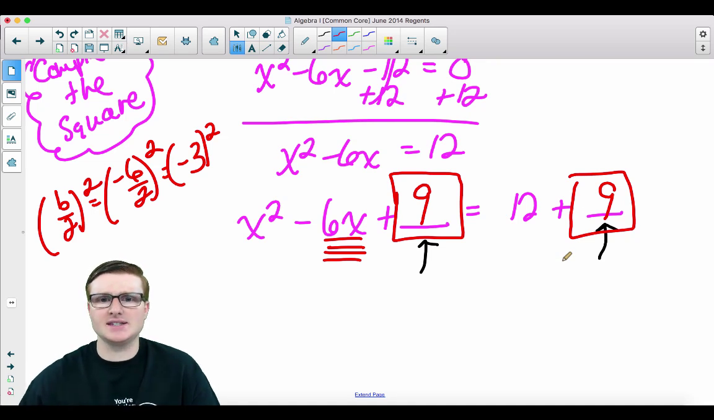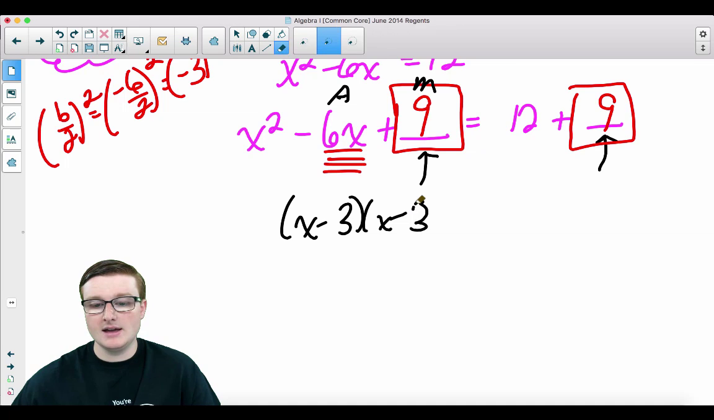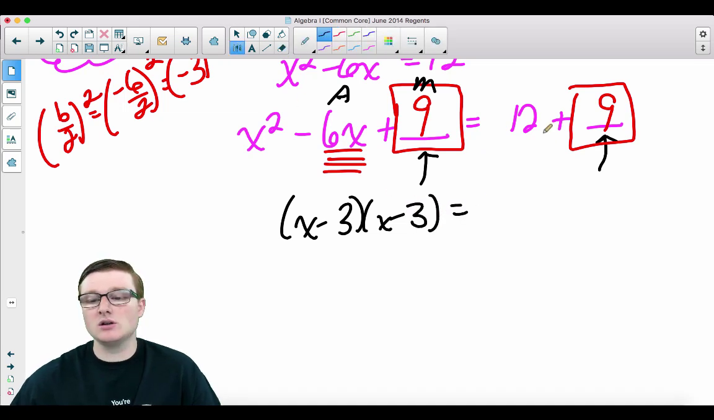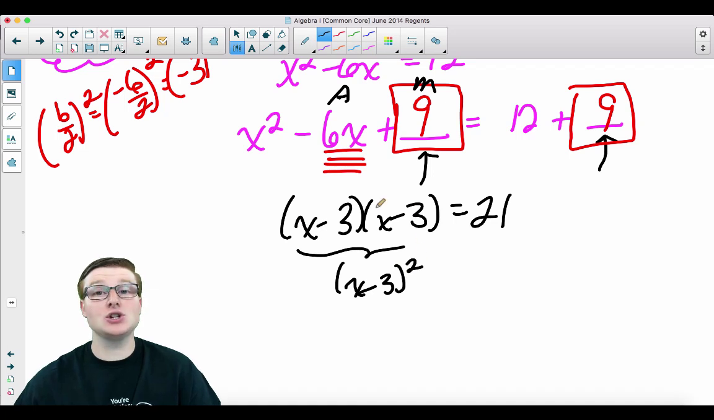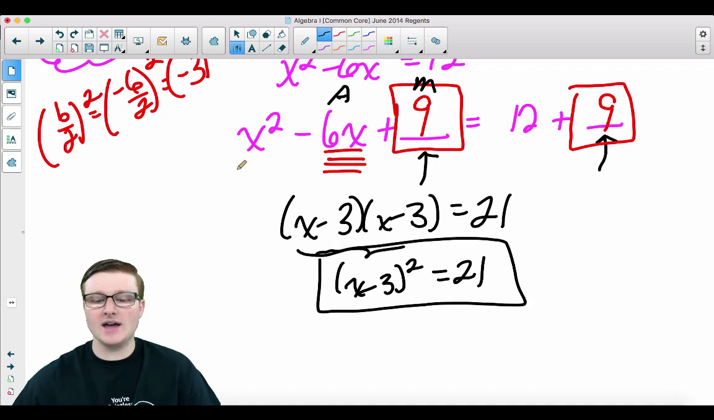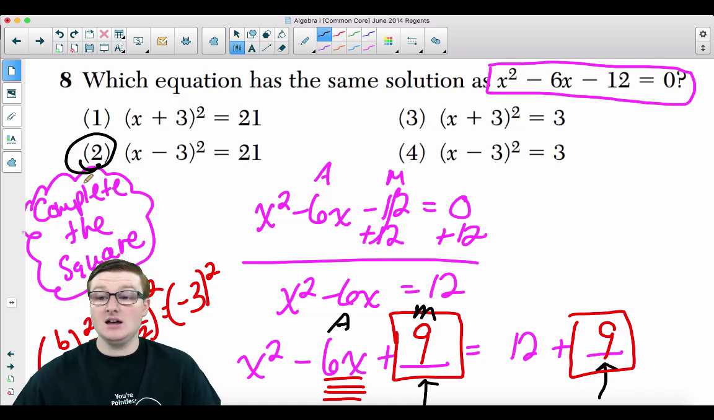Now, this is fantastic, because now we could factor. What adds to negative 6 and multiplies to give you positive 9? Well, that's just going to be x minus 3, x minus 3. And that gives you 12 plus 9 is 21. Now, another way to rewrite x minus 3 times x minus 3 is x minus 3 squared. If you have two of the same binomial, you could write it with a square, and that's equal to 21. So we're looking for the answer of x minus 3 squared is equal to 21, and that is going to be choice 2. All right, and that's how you do that question. All right, number 9.